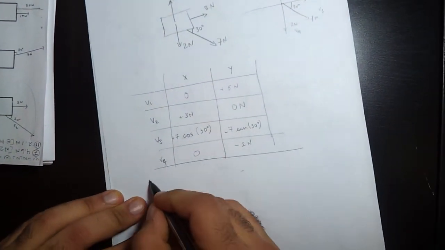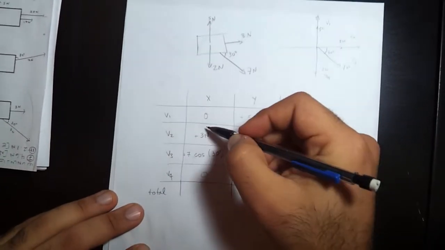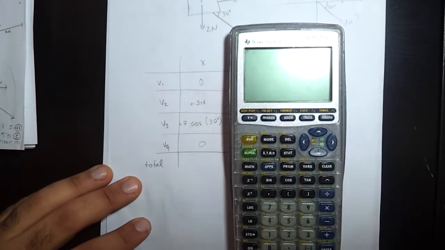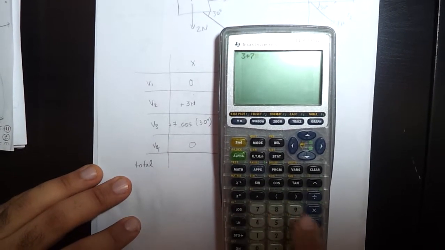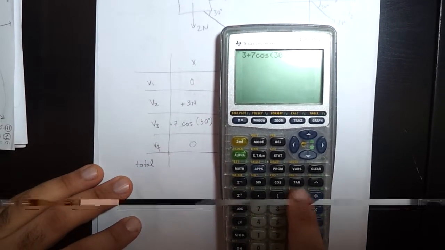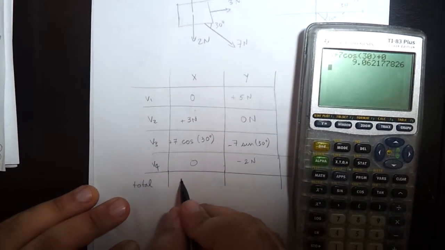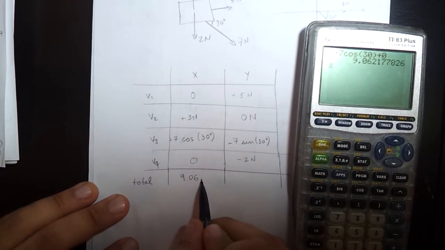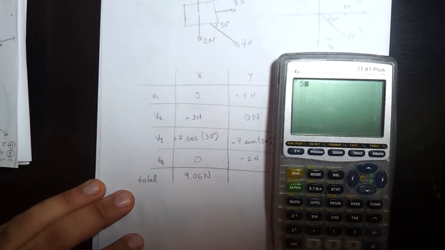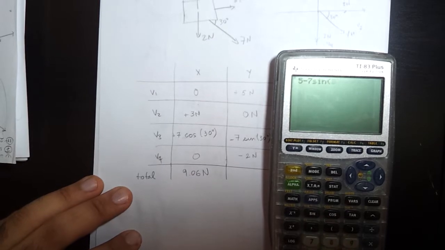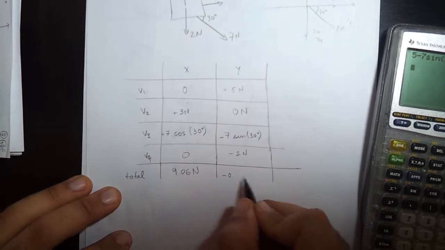So now we have to add up the totals. So we're going to do the x first. I'm going to do that on my calculator. 3 plus 7 cosine of 30 plus 0. So that's 9.06 newtons. Now let's do the same thing for the y. So it's 5 minus 7 sine 30 minus 2. And that's minus 0.5 newtons.